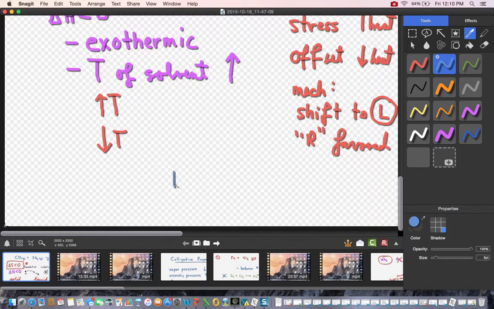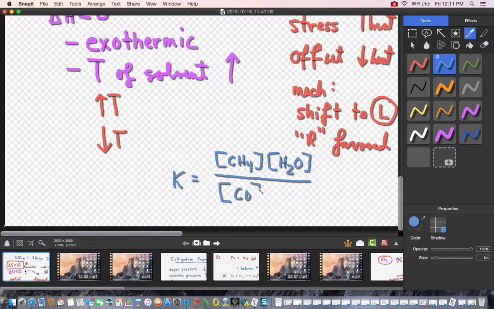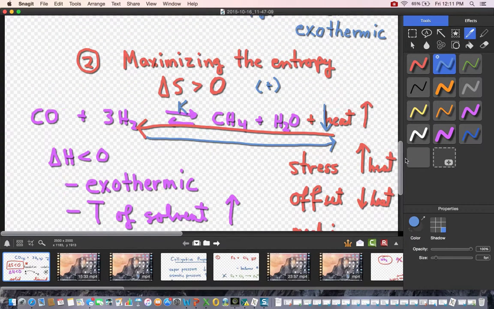is that K is the concentration of products, which would be, in this case, the concentration of CH4 times the concentration of water vapor. Remember, liquid water wouldn't go into an equilibrium expression, but water vapor can go into an equilibrium expression, divided by the concentration of CO divided by the concentration of H2 to the third power. Remember, the stoichiometric coefficients become the exponents.